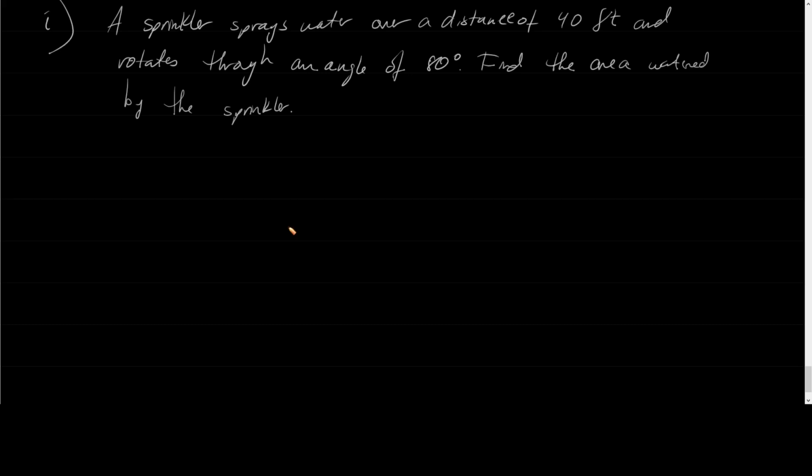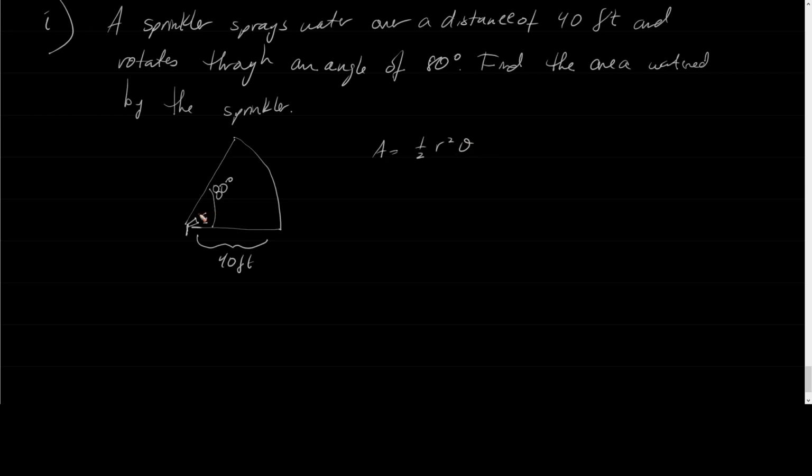So let's think about this. All right, if I've got a sprinkler here, right, and this is my fancily drawn sprinkler, and it's rotating over an angle of 80 degrees over a length of 40 feet, well, this right here is a sector. So if I want to figure out the area that's being watered here, well, I've got a formula for that, and it's just A is equal to 1/2 r squared theta. But that was with theta being in radians.